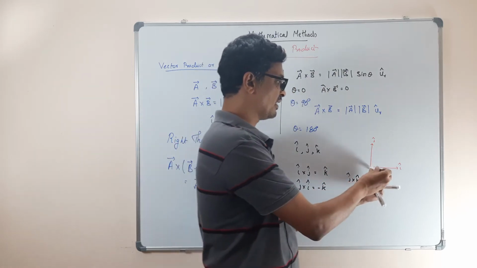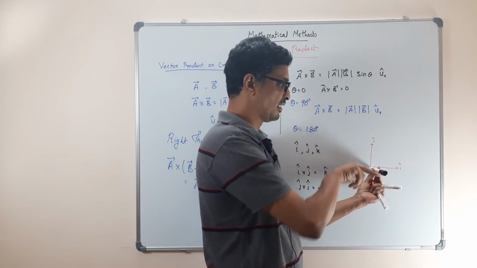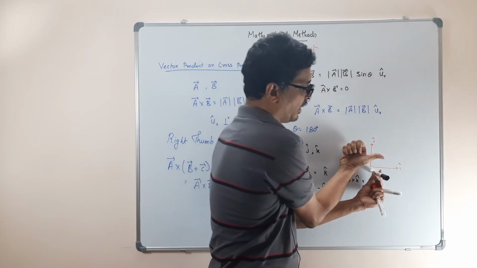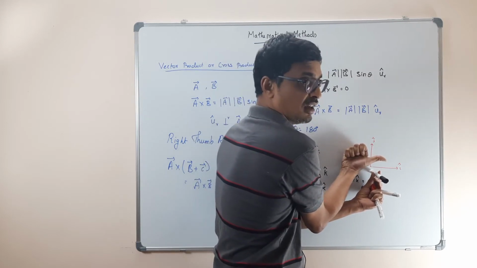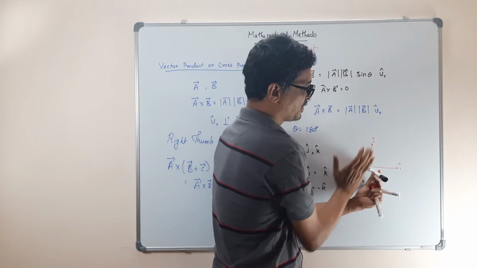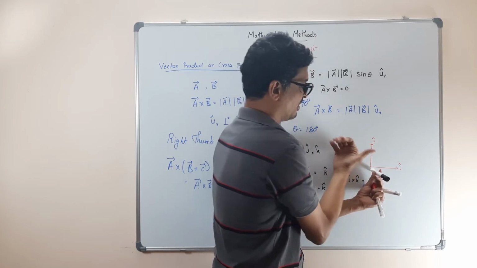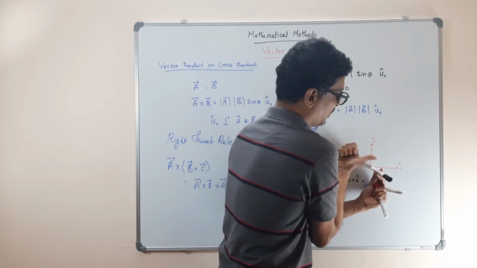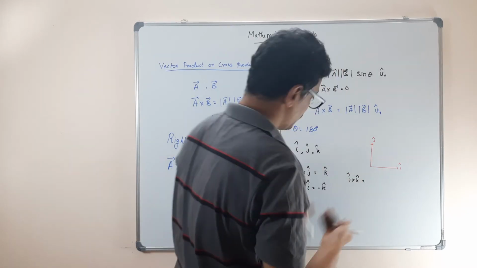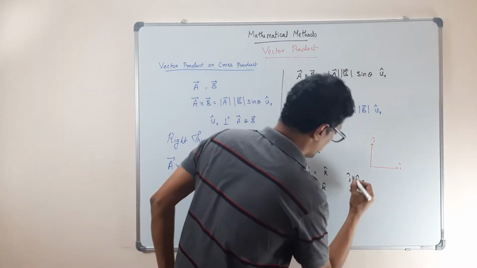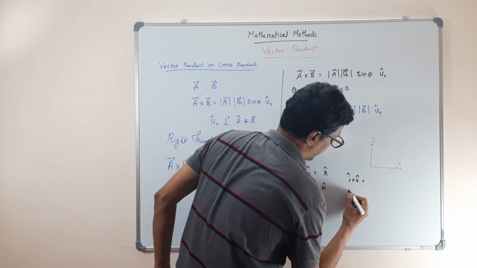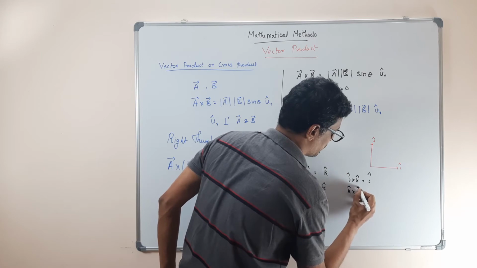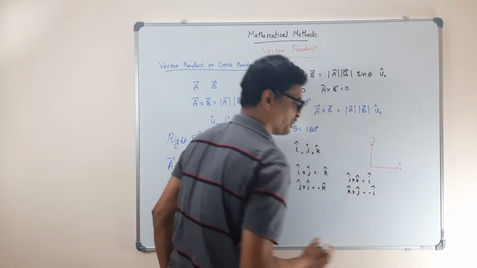K is here, na? K is this direction. Okay, so put it. So J to K, na? So right hand thumb rule, J. Okay. This is K to J. Oh, okay. So this is what you're doing. J to K, na? J cross K. So this will be I. Okay, so similarly you can keep on doing. K cap cross J cap will be equal to minus I cap.